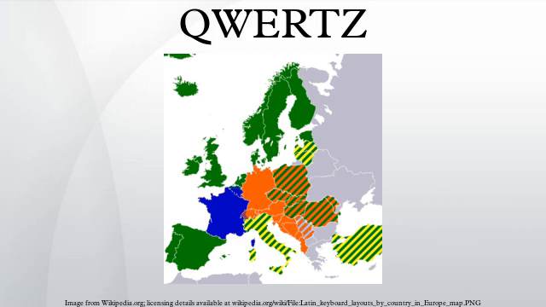The QWERTZ or QWERTZU keyboard is a widely used computer and typewriter keyboard layout that is mostly used in Central Europe. The name comes from the first 6 letters at the top left of the keyboard, Q, W, E, R, T, and Z. The main difference between QWERTZ and QWERTY is that the positions of the Z and Y keys are switched, this change being made for 2 major reasons.